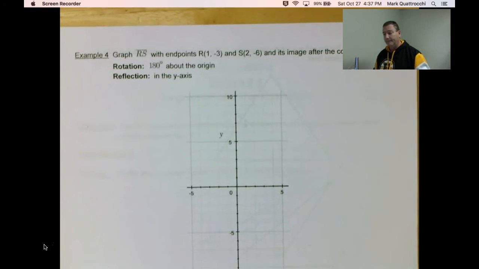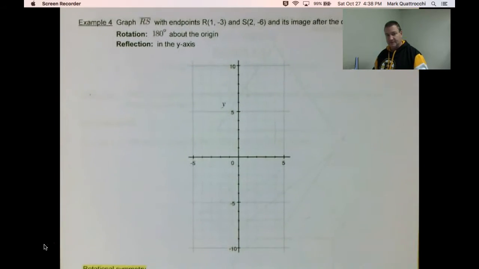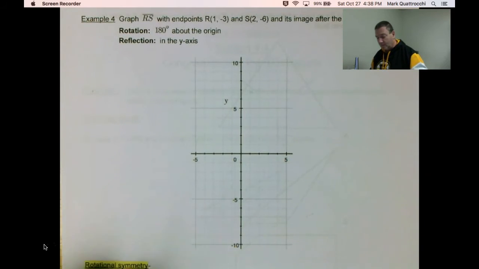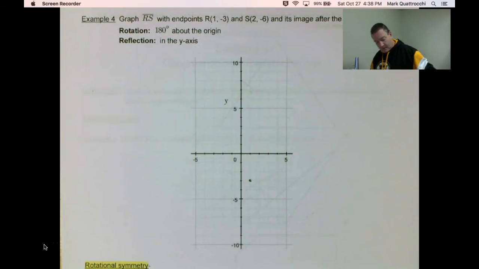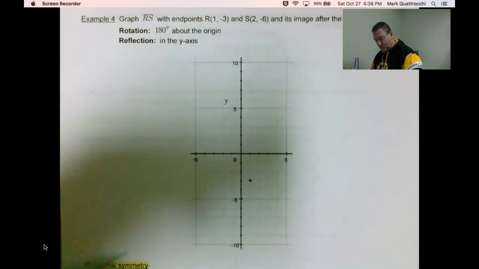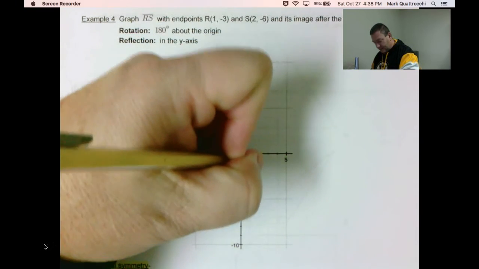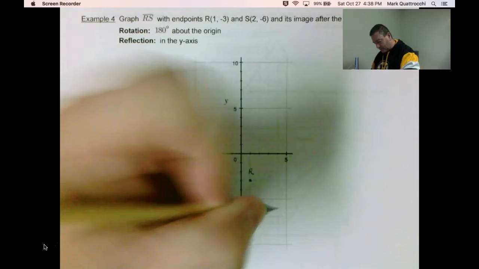Example 4. Graph segment RS with endpoints R and S and its image after composition. So we're going to do a rotation of 180 degrees about the origin, and then we're going to do a reflection in the y-axis. So let's start off by plotting (1, -3). There's point R. And (2, -6), point S.